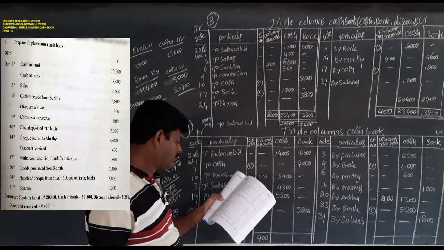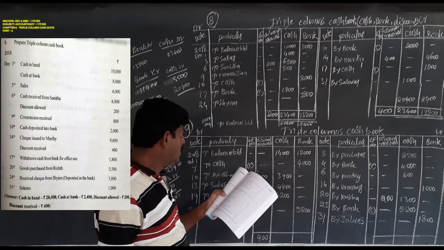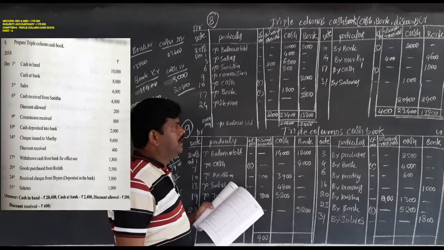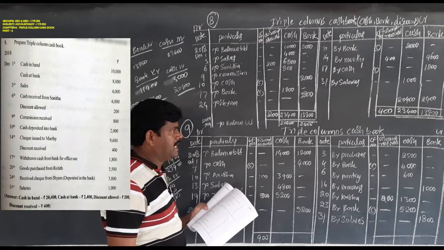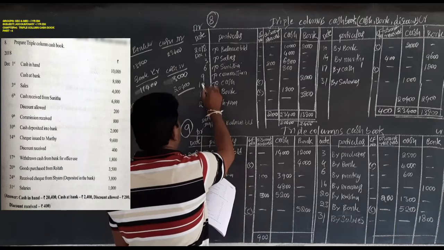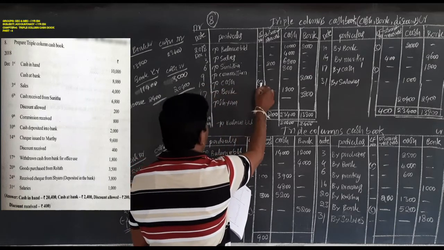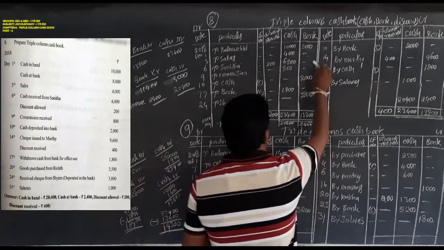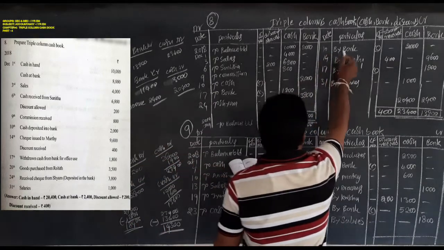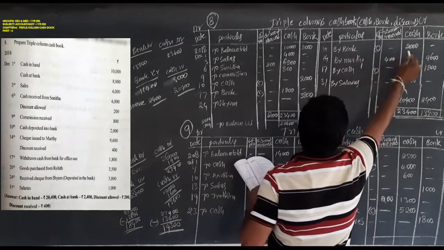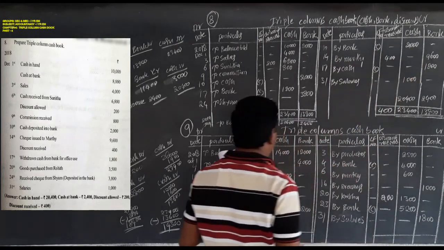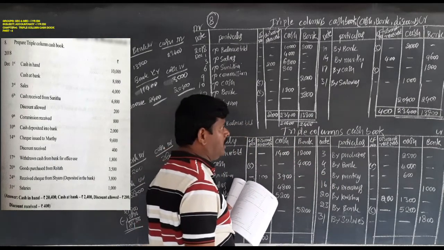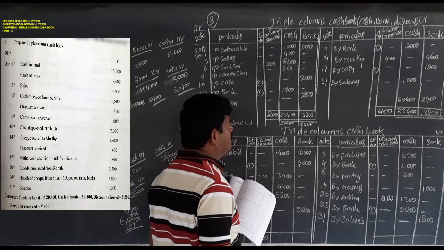Next, on the 10th, contra entry means it must be recorded on both sides, debit side as well as credit side. To cash contra entry, amount in bank column. The same date, 10th, by bank contra entry, amount in cash column. So we already discussed contra entries, how to write contra entries and observe them.